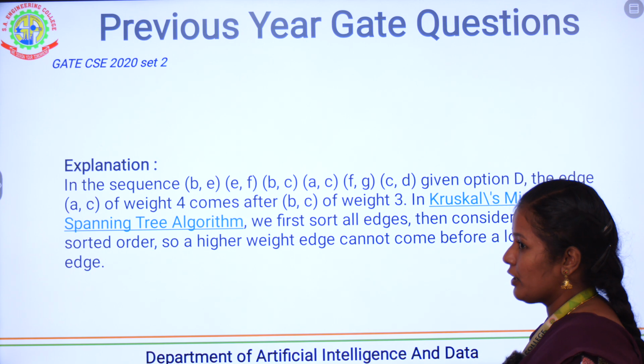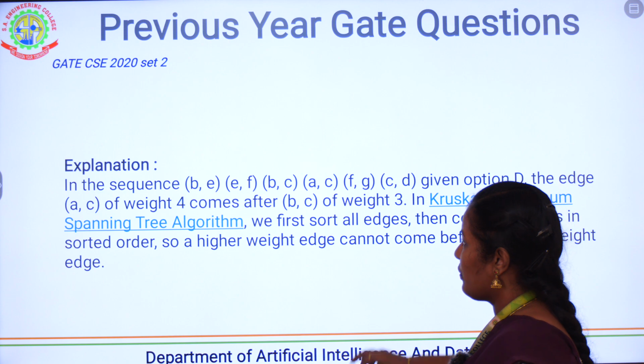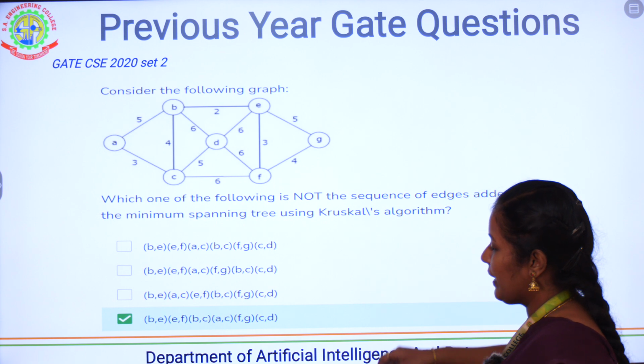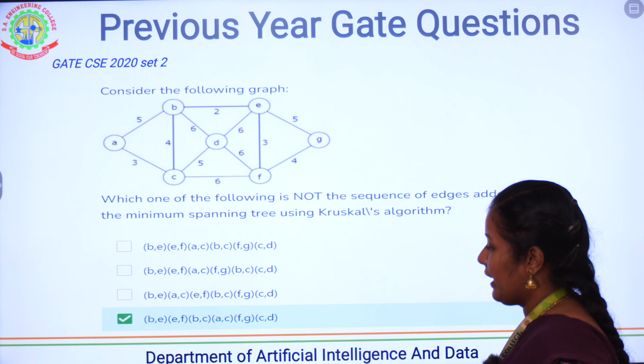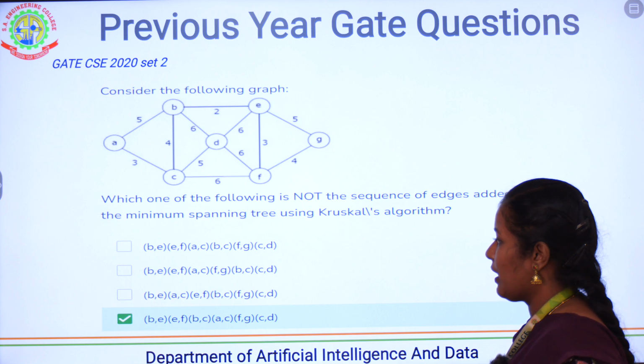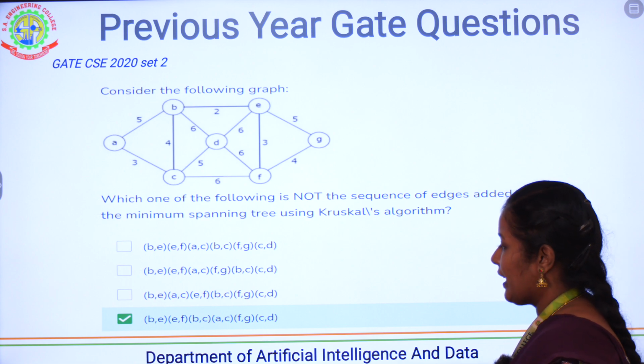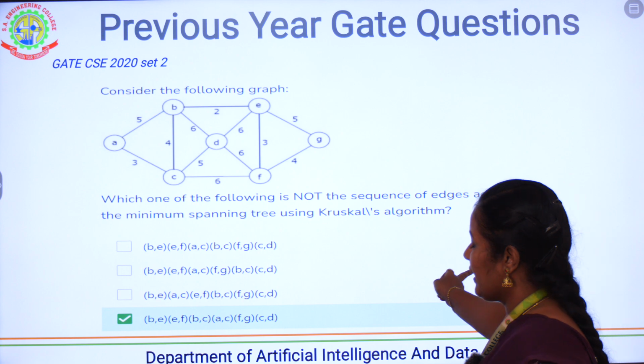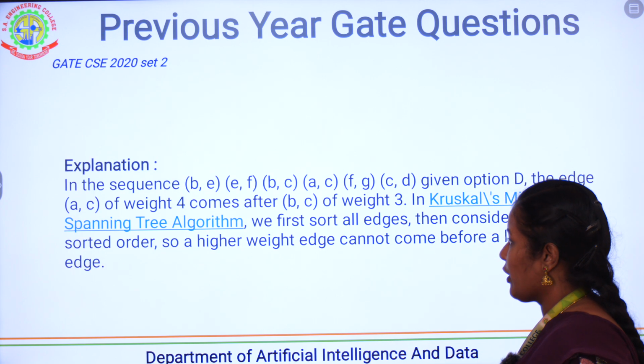Next, the explanation of this problem: the sequence B comma E and E comma F, and B comma C and A comma C and F comma G and C comma D. In this sequence, we can give option D. All the weights are under 3.